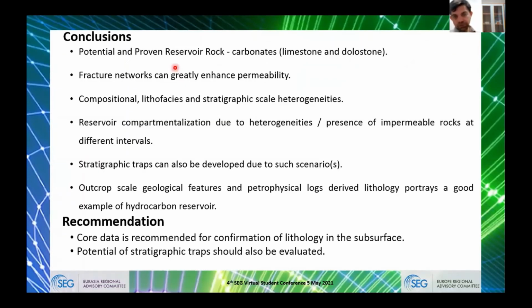And conclusion. The Chorguli formation is a potential and proven reservoir rock. Lithologies include carbonates, limestones, and dolostone. And the fracture network can greatly enhance the permeability. There are three types of heterogeneities: compositional, lithophase, and stratigraphic scale heterogeneities. And these heterogeneities lead to reservoir compartmentalization. Stratigraphic traps can also be developed due to such scenarios.